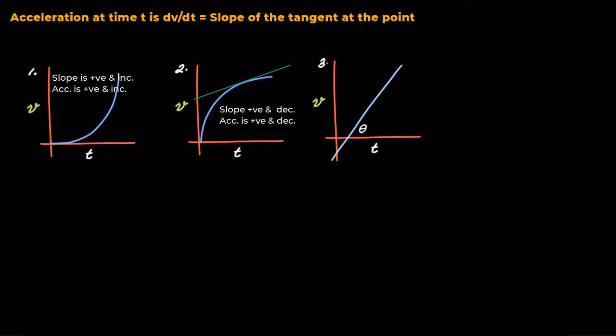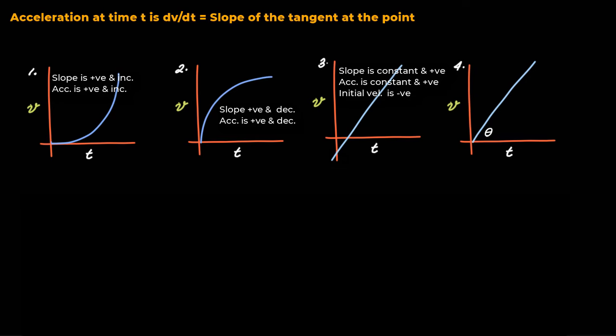In this graph, your curve is actually a straight line, and so theta is constant, and therefore acceleration is also constant because tan of theta will give the same value at all points. Also, you can see acceleration is positive, but you can notice that the particle starts with negative initial velocity. In this graph, theta is again constant, and therefore acceleration is constant.